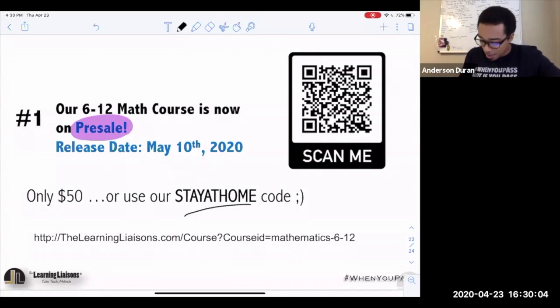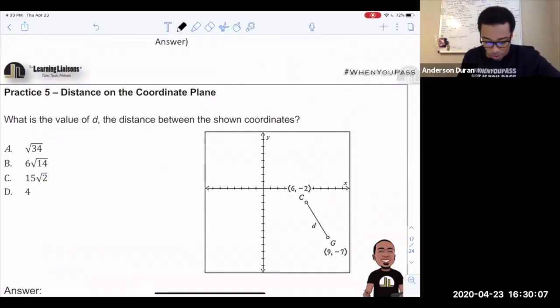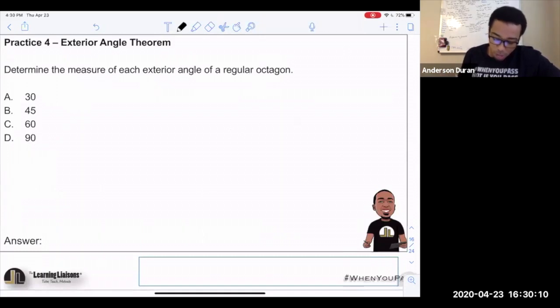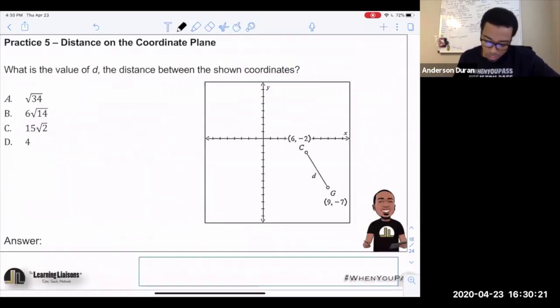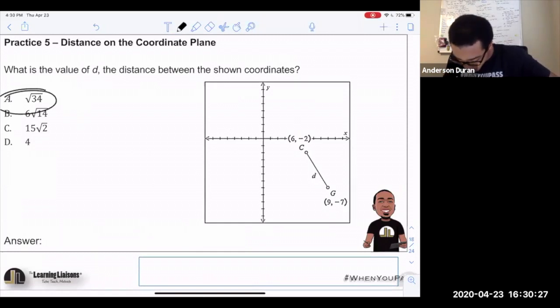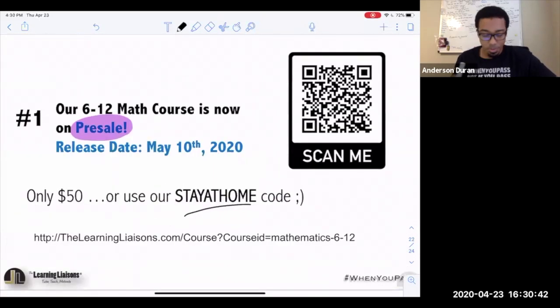So let me just go right back up here to work on that question for us really quick for questions 4 and 5. To determine the measure of each exterior angle of a regular octagon, the answer here will be B, 45. Yep, B, 45. And then the other one, Cassandra, for number 5: what is the value of d, the distance between the shown coordinates? That's going to be A, the square root of 34. Let me see, 9 and 25, 34. Yep, square root of 34. So Cassandra, for 4 and 5, it's B, then A.